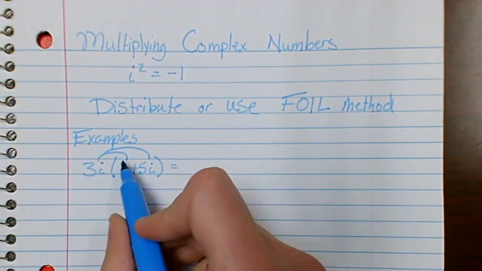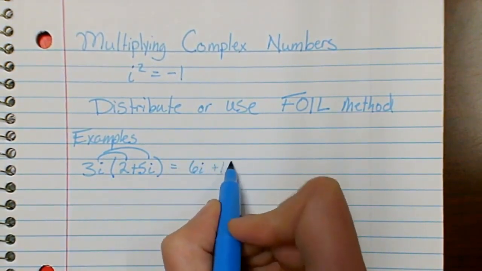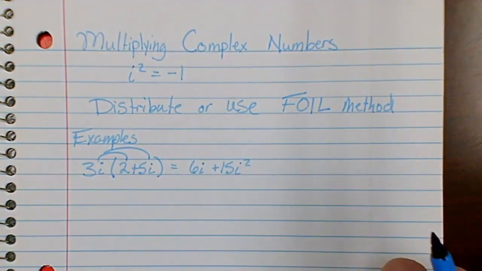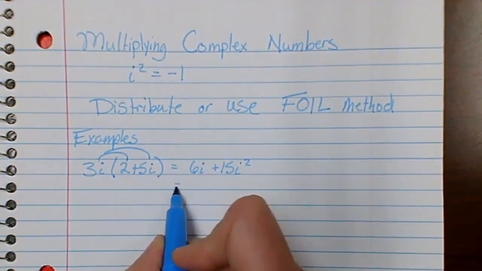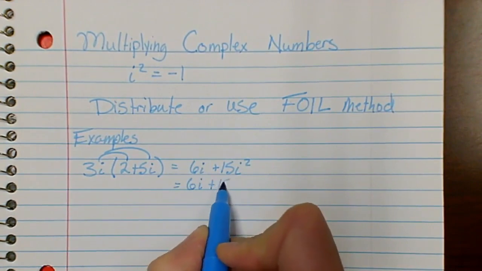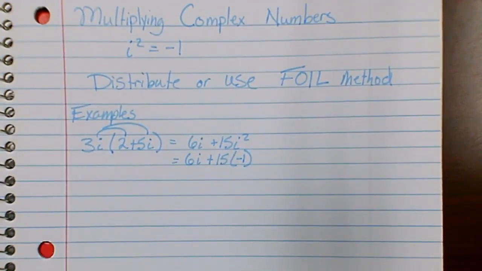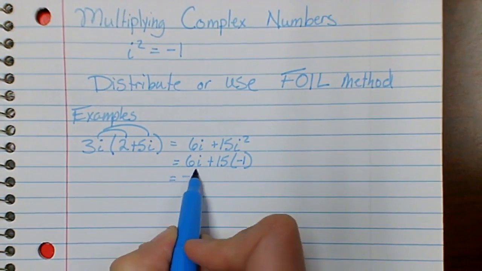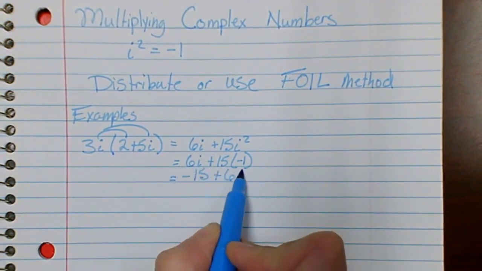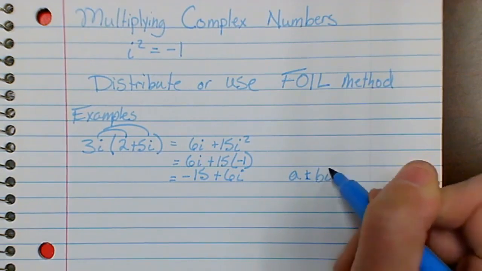So we have 3i times 2 is 6i, and then we'll have plus 15i squared. Now 15i squared, i squared is -1. I'm going to write this out the first time to show you. Since i squared is -1, we replace i squared with -1. 15 times -1 is -15 plus 6i. Please put it in the form a plus or minus bi.